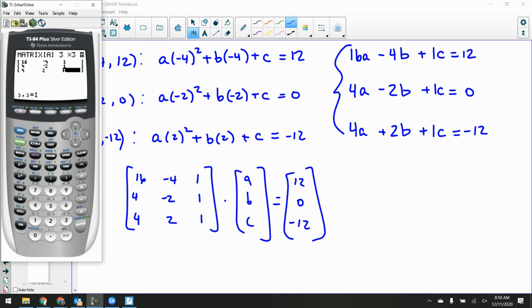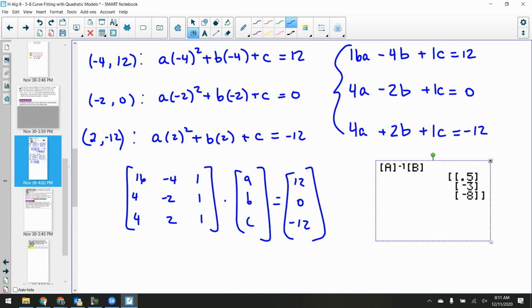Okay, so I go back in. I've got to do my constants now. A 3 by 1 as 12, 0, and -12. All right, and then we quit out back to the home screen. Remember, you always got to go back to the home screen before you do A inverse B. So I go matrix A, inverse, matrix B. Is that what you guys got?